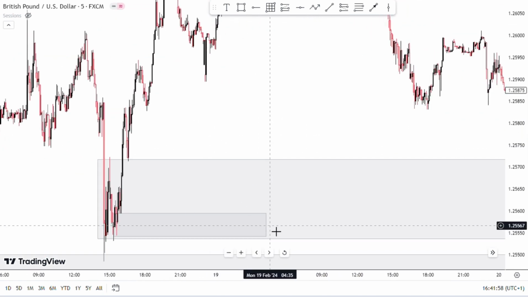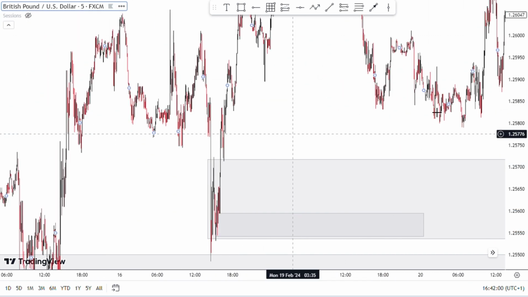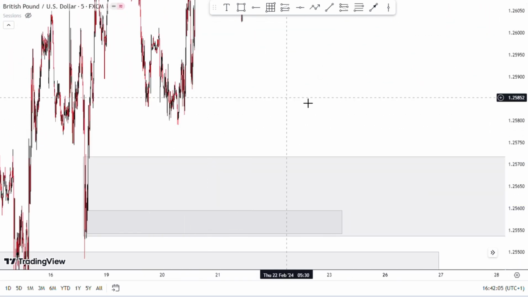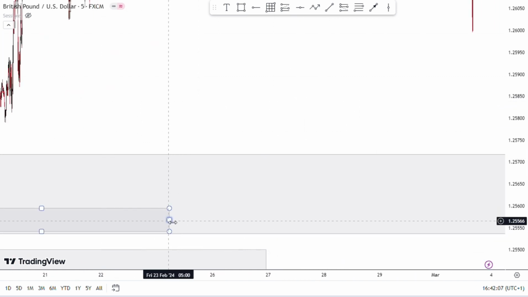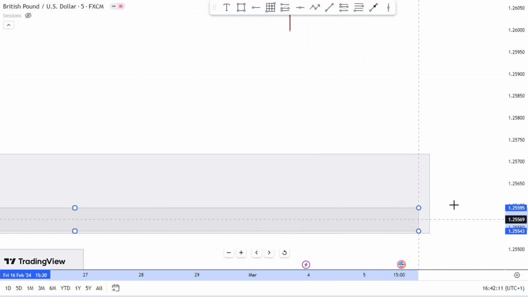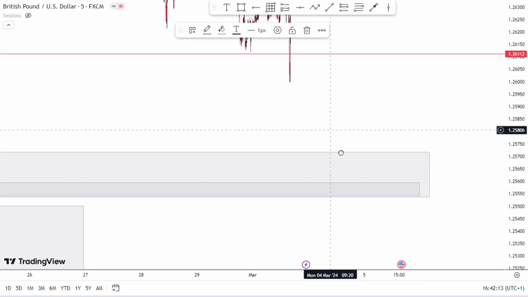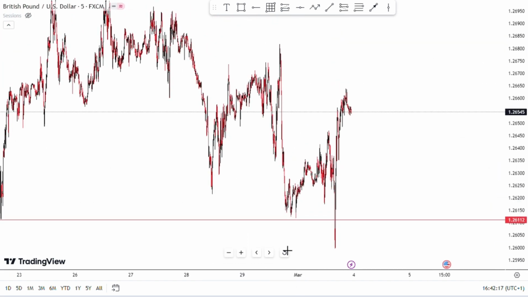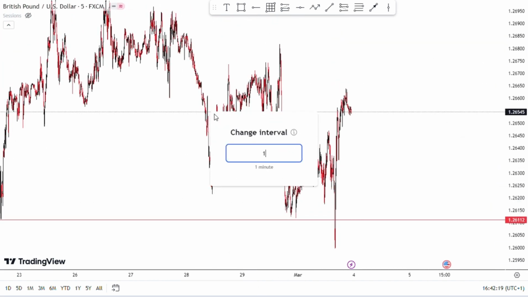So I'm going to extend this to the last place. That's where I'm going to set up my entry, because we have a lot of news next week, and there's a high probability that price is going to move very well during this week. I don't want you guys to miss out on this great opportunity and this great trade. So let's go back to our 1 hour time frame.